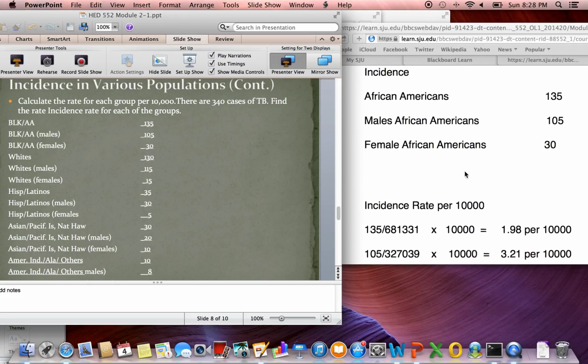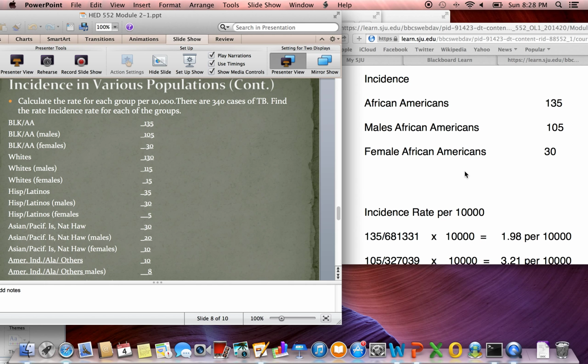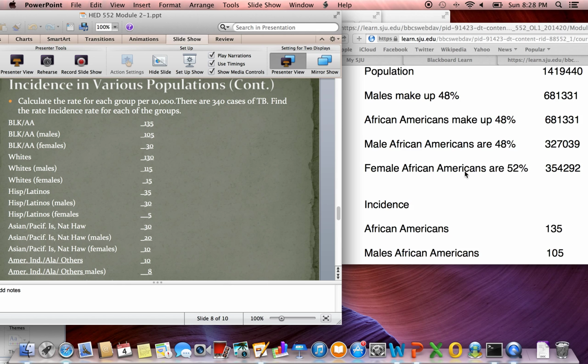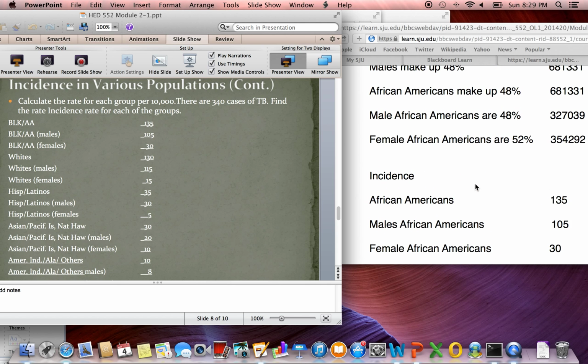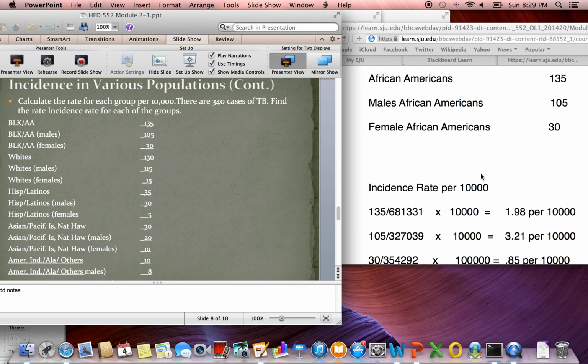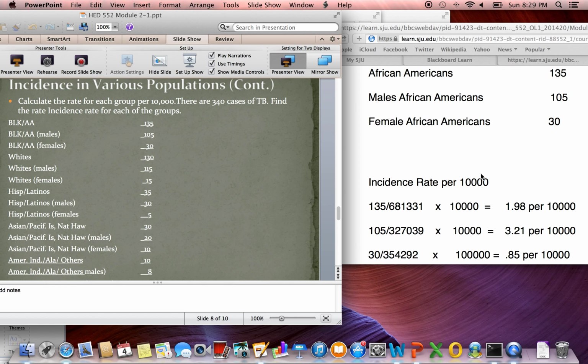All right, so incidence rate for African Americans: 135 divided by the population, 681,331. We're calculating this per 10,000, and we get 1.98 per 10,000. So for every 10,000 African Americans, almost 2 of them will be infected with tuberculosis. For the male African Americans, 105 new cases divided by the population, which we have right here, 327,039, and then we multiply that by 10,000, and we come up with 3.21 per 10,000.